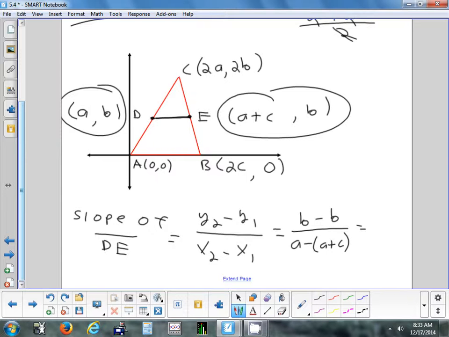Okay, Katrina, what do you get in the top? You get 0. And in the bottom, you're going to get A minus A, because you distribute that negative out. So it's A minus A. What else is left in the bottom? Just negative C. Negative C. Doesn't really matter what's in the bottom, though. The slope is 0. DE is a horizontal line. Slope 0. Okay, let's find the slope of AB.